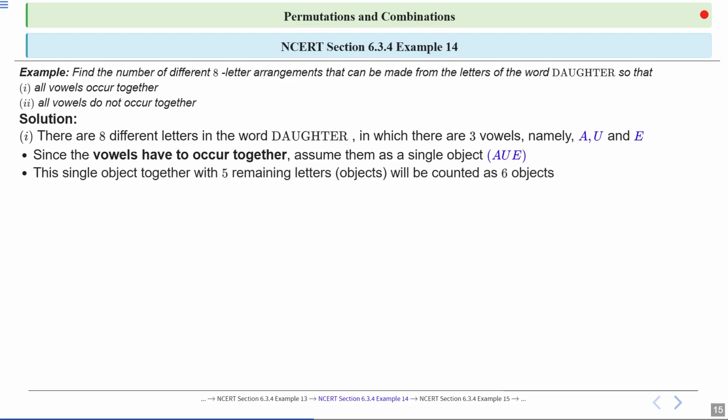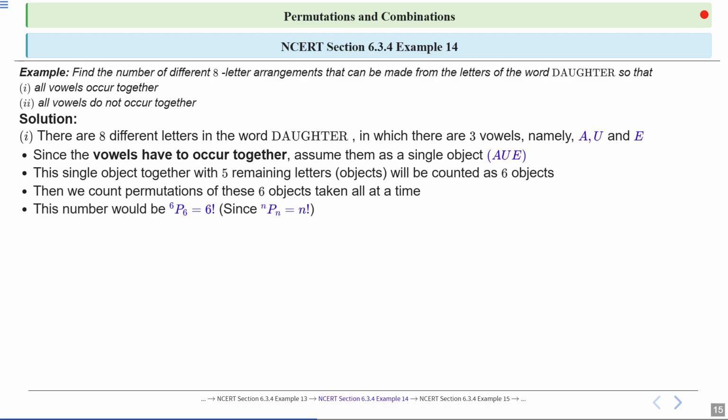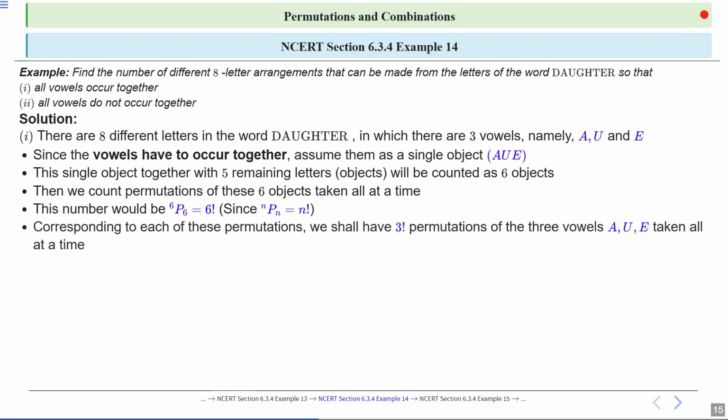The single object together with the 5 remaining letters will be counted as 6 objects total. Then we count permutations of these 6 objects taken all at a time. This number would be 6P6, which is equal to 6 factorial, since nPn is equal to n factorial. Now, corresponding to each of these permutations, we shall have 3 factorial permutations of the 3 vowels A, U, E taken all at a time.